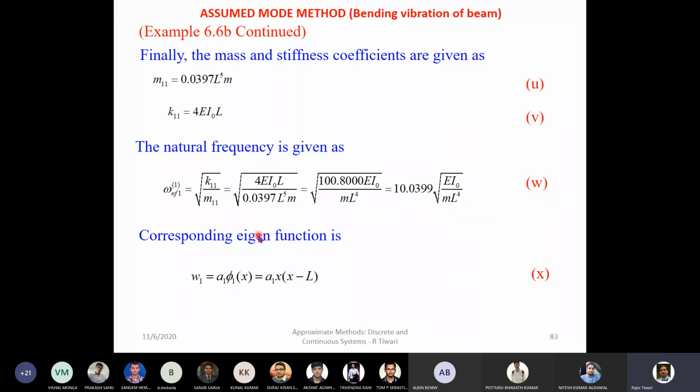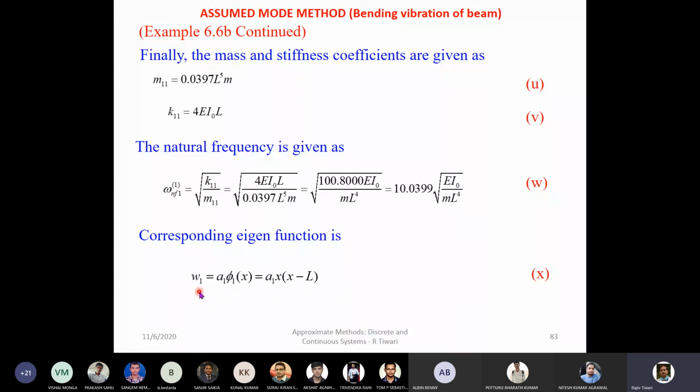The eigenfunction or the mode shape will be given by the chosen admissible function. So the admissible function is x into (x minus L), multiplied by a constant, because the shape function is always relative. This constant will be arbitrary. If we normalize, then this constant will have some specific value. Otherwise, this is a relative value, so it has no meaning.